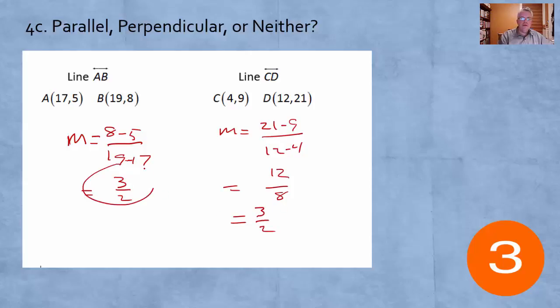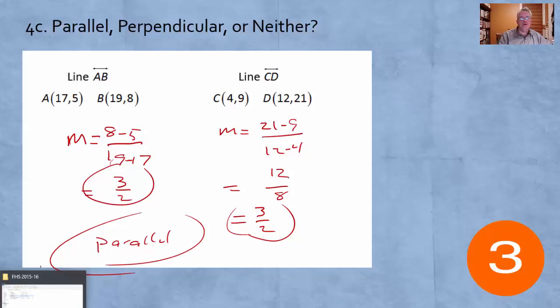We have another parallel one. So these are parallel, because the slopes are equal. Alright, so equal slopes means parallel lines, opposite reciprocal means perpendicular.